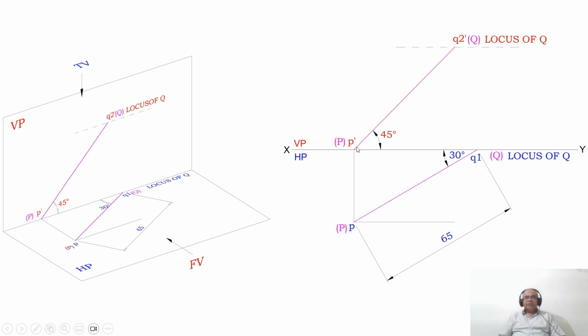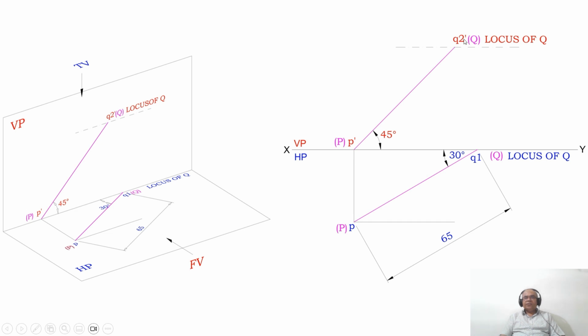Then by using the protractor, you measure an angle of 45 degrees with respect to the horizontal in the vertical plane, because the true inclination with respect to HP is seen in VP. So you measure an angle and draw an inclined line. Again, since the true length is the same both in the front view and in the top view, with P dash as center, take the radius of 65 and cut an arc on this 45-degree line.